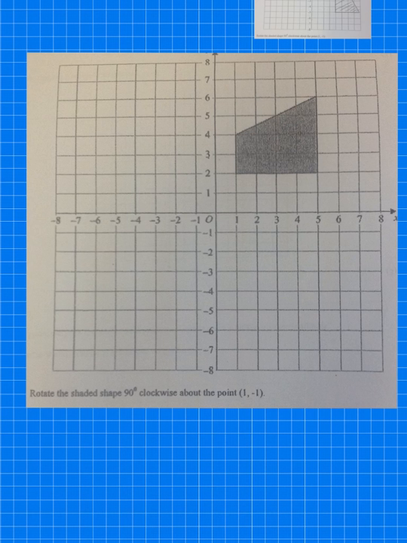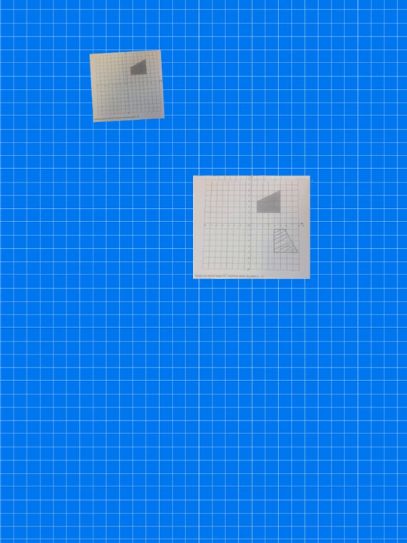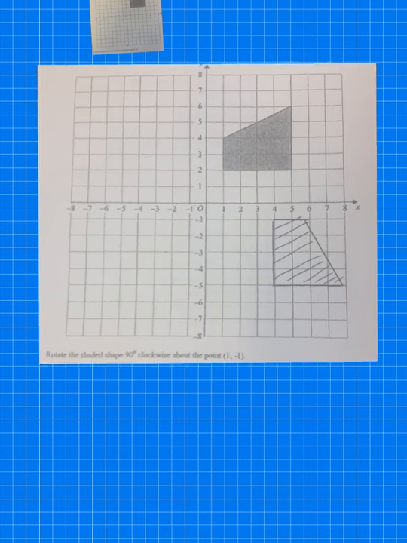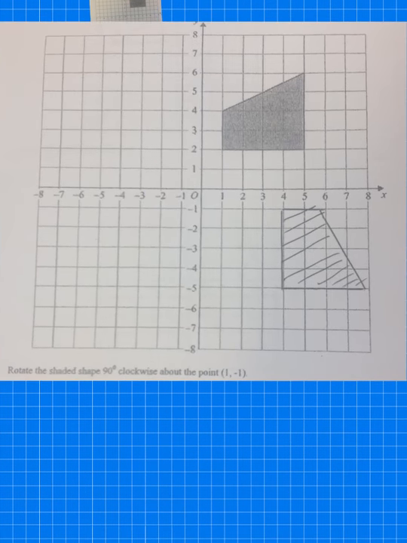Next question, fairly straightforward. Rotation. Rotate the shape 90 degrees clockwise about the point 1 minus 1. So 90 degrees is one turn, clockwise is coming round to the right, about the point 1 minus 1, which is there. So have a go at that, and I'll show you the answer. This is the answer for it. And you'll find that the new shape is going to be here.